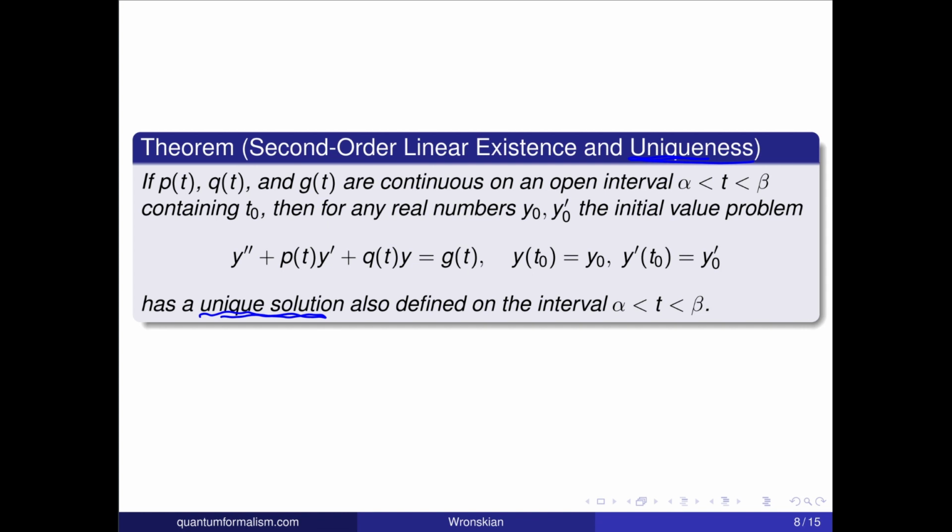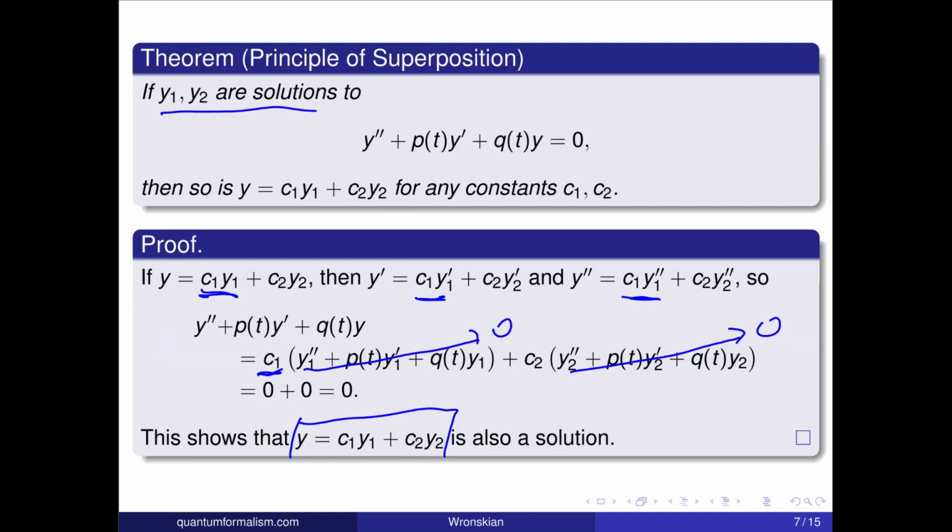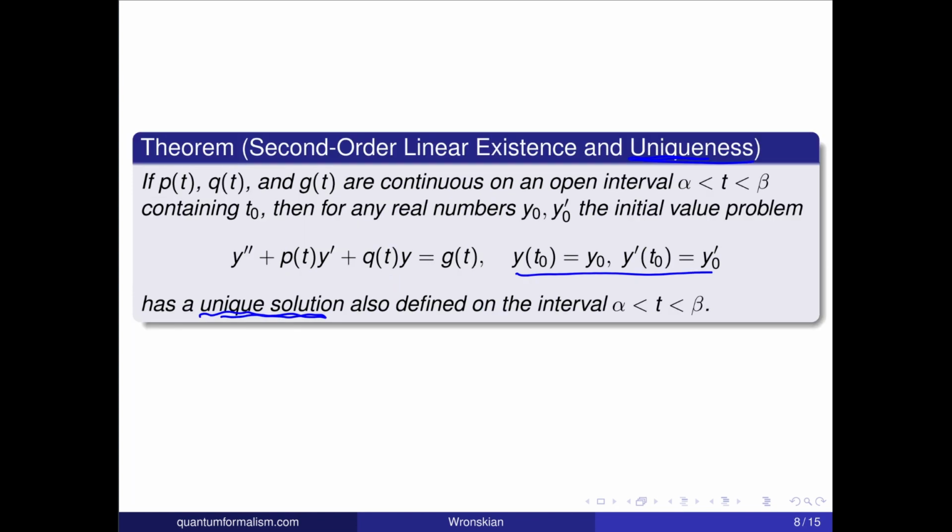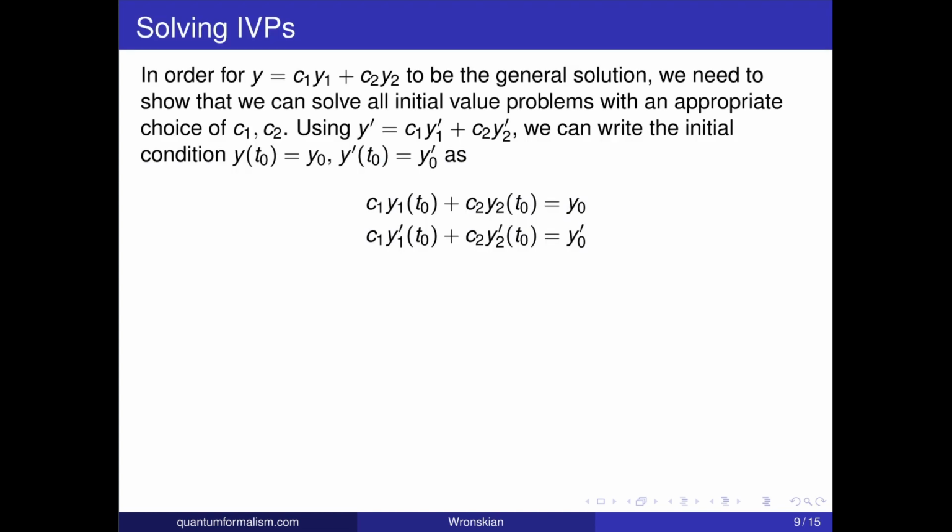Any solution defined at t0 has to solve some initial value problem. Namely, you just take the value of that solution at t0, and that will be y0, and take the value of the derivative of that solution at t0, that's y0 prime. So any solution has to solve an initial value problem, but every initial value problem has a unique solution. So if our supposed general solution can solve every initial value problem, then by uniqueness we know that we found all the solutions.